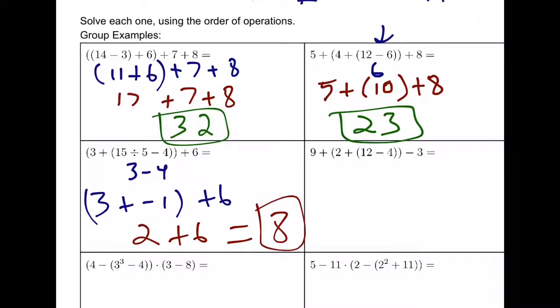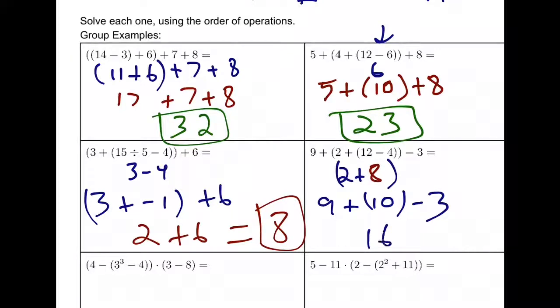Here on the right, the inner layer of parentheses gives me 12 minus 4 is 8. If I add this to 2, I get 10. So this becomes 9 plus 10 minus 3. Addition and subtraction happen at the same time, so I go left to right. 9 plus 10 is 19, minus 3, 16.